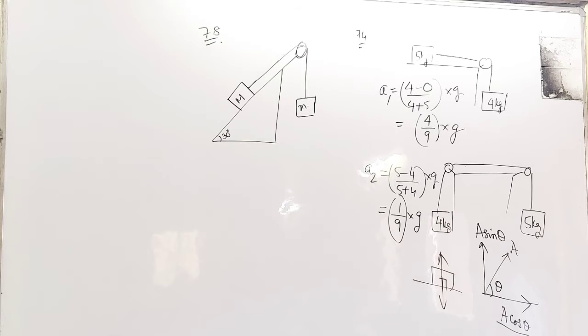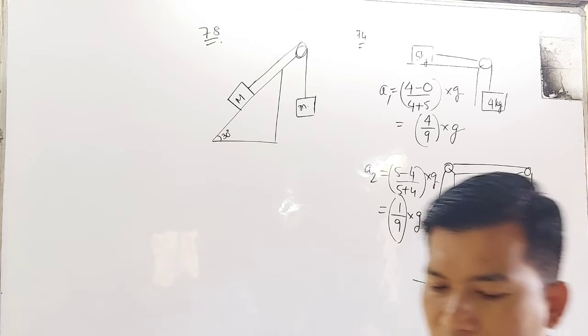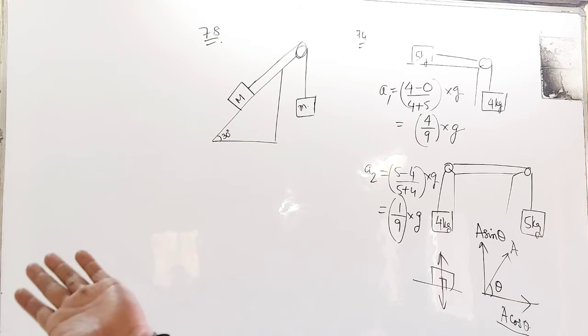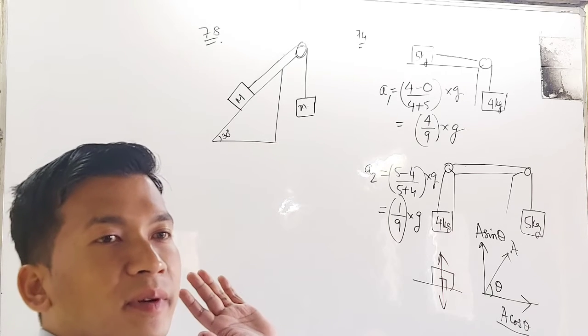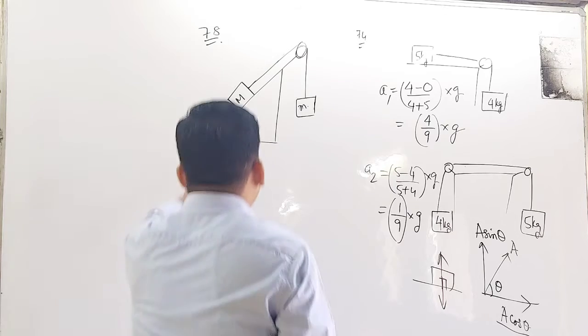In the figure, the mass capital M is equal to 10 gram, placed on an inclined plane. In order to keep this capital M at rest, what must be the value of small m that is to be connected across the vertical side? Find out the value of the small m. This is very simple, don't think of it as a physics problem.